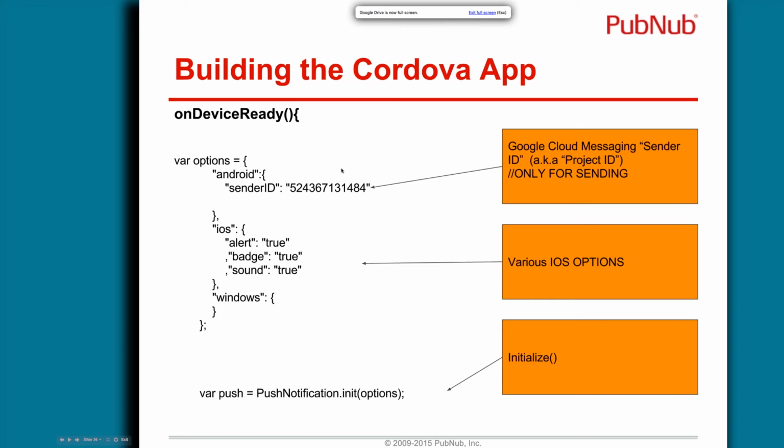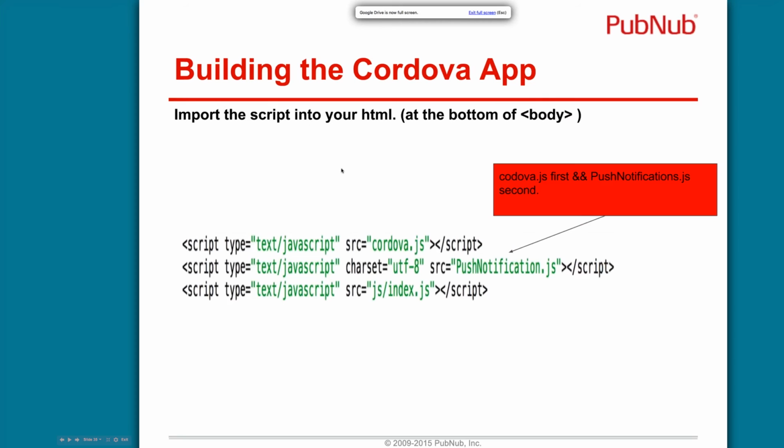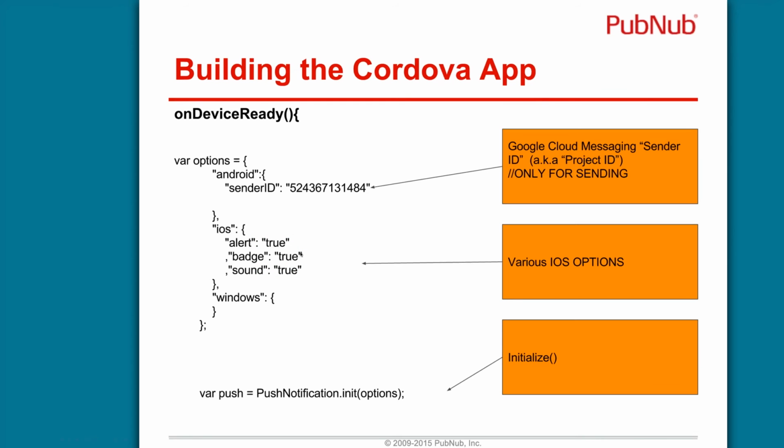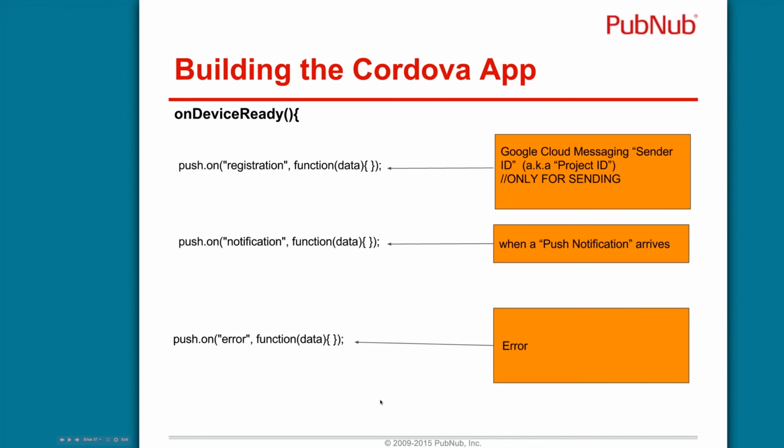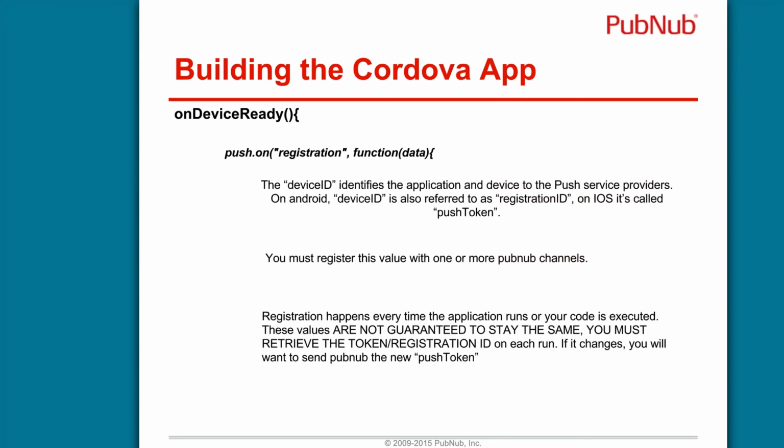So just run back through. We added the push notification to our HTML. We imported the push notification JavaScript file. We established some default options for the push notification plugin. We initialized that plugin. We overrode or provided an implementation for each one of the events, or a callback for each one of the events.